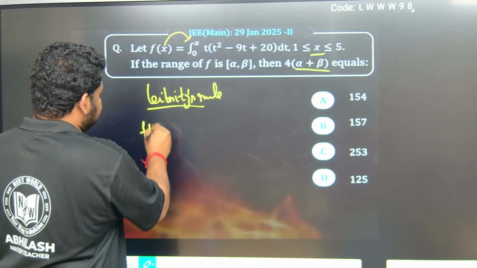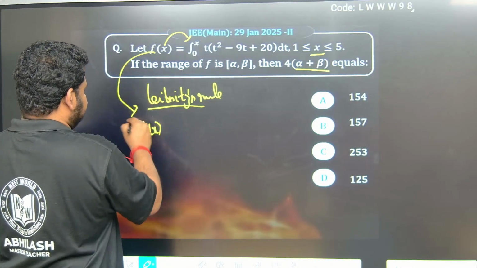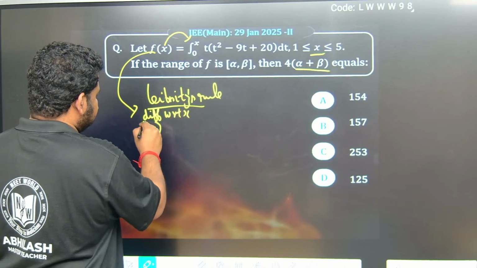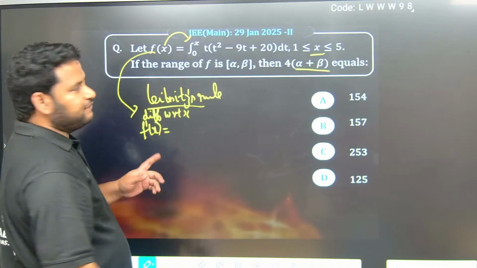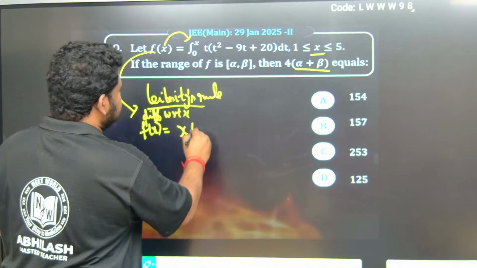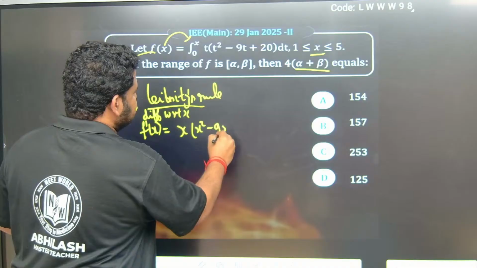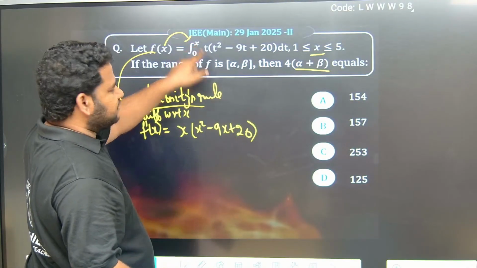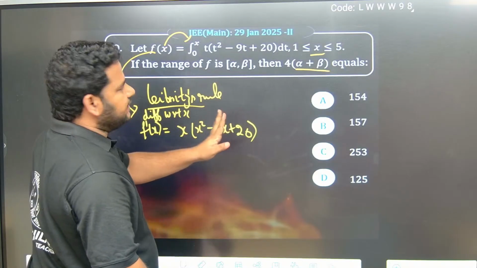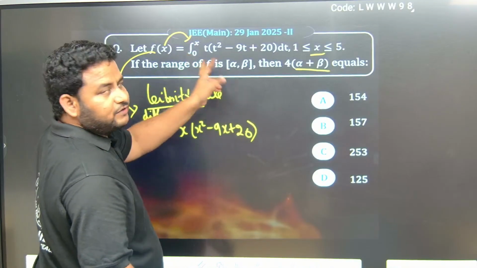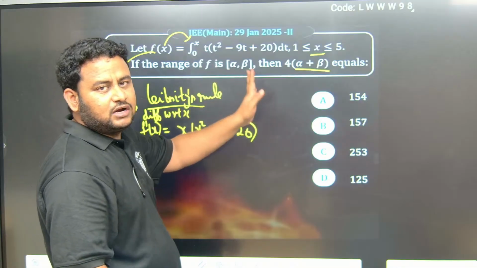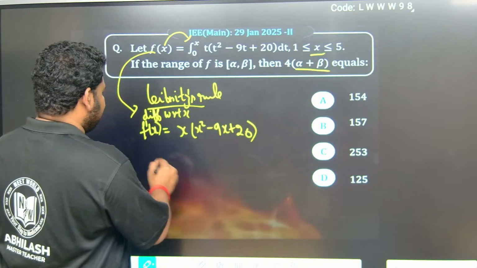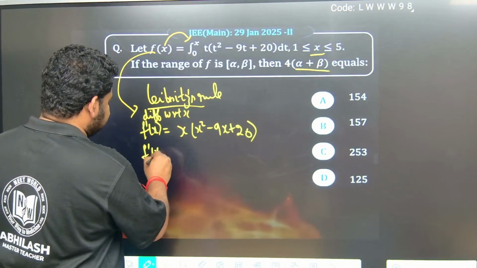If I use the Leibniz rule, I should differentiate f of x with respect to x. So f dash of x will be equal to x times x square minus 9x plus 20 into d by dx of the upper limit, that is d by dx of x, which is equal to 1, minus the lower limit term. The lower limit is 0, so no point in continuing with that. Let us keep f dash of x as it is.